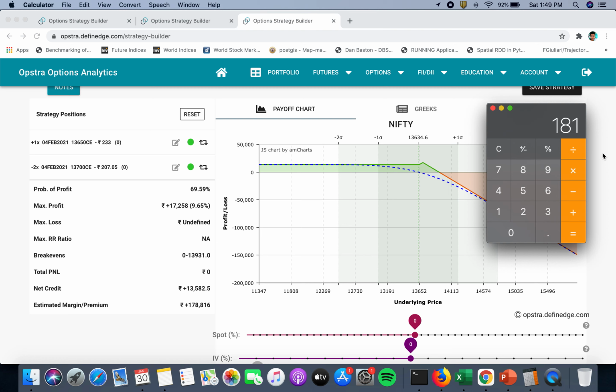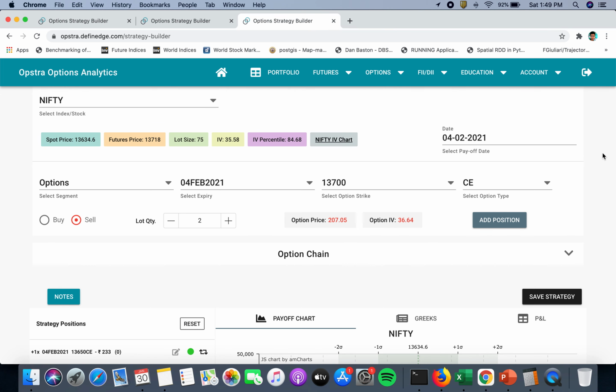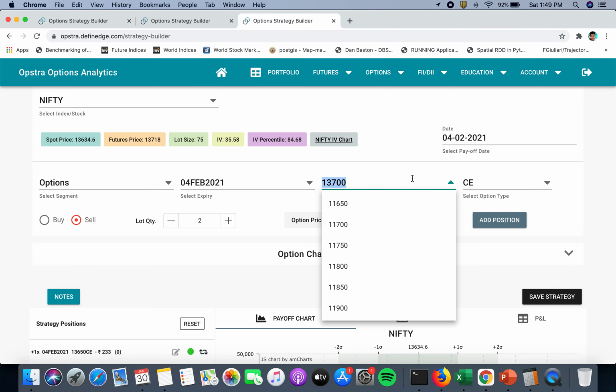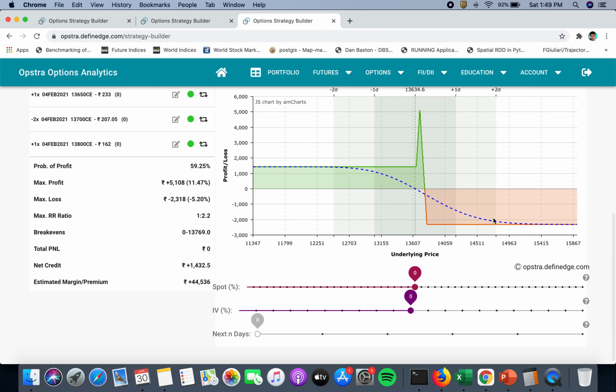So we have a net credit of 181 points, and now we need to buy another call option which has a premium less than that. So let's consider 13800. As you can see, it has a premium of around 162, so we can buy this. So as you can see, now we have a broken wing butterfly with a slight bias on the negative side. So if Nifty expires at around 13700, you are going to make the most profit. If it goes below that, you are going to roughly end up with a profit of 1400, and above that again you have a defined loss of around 2300.